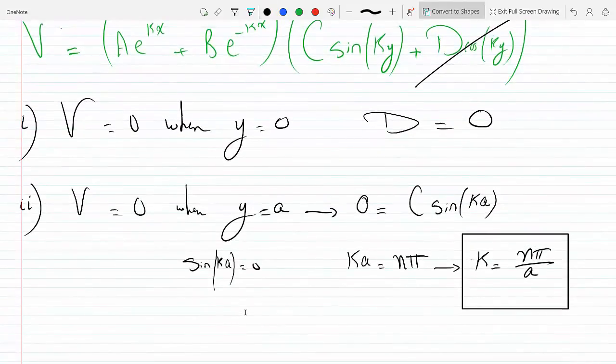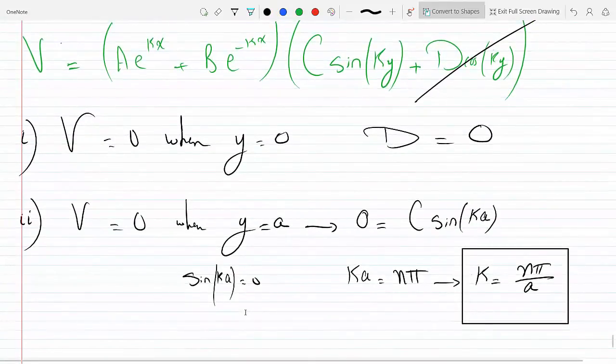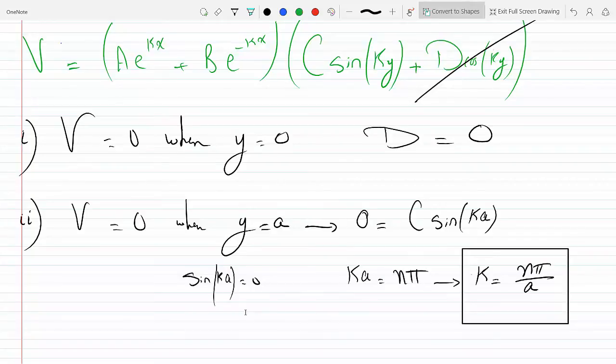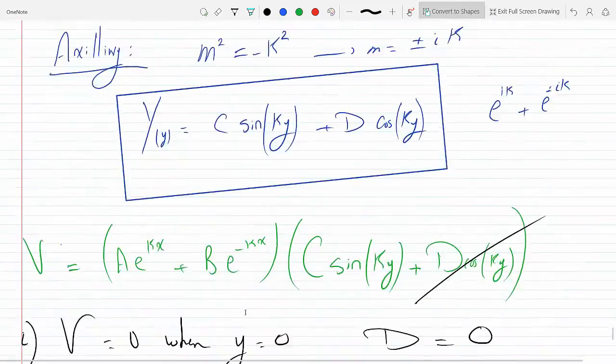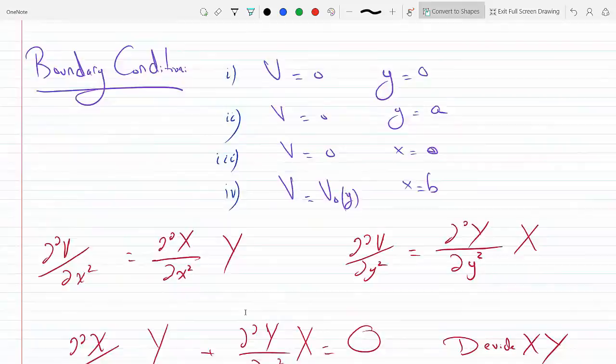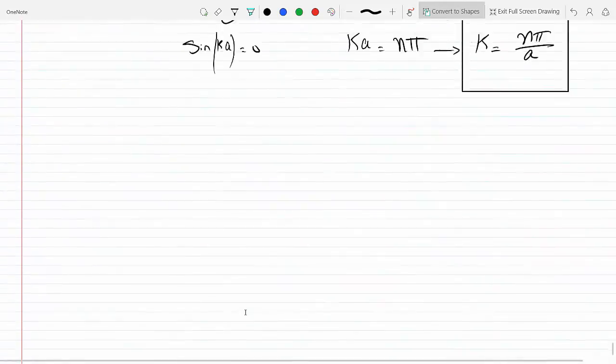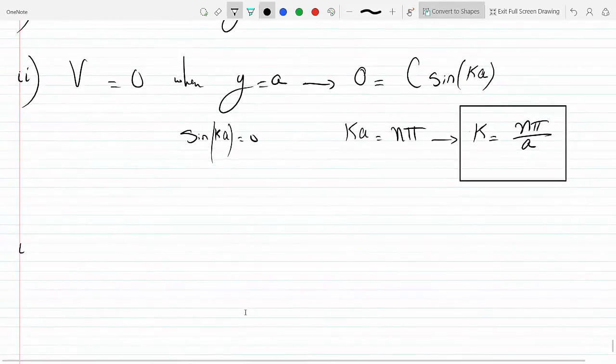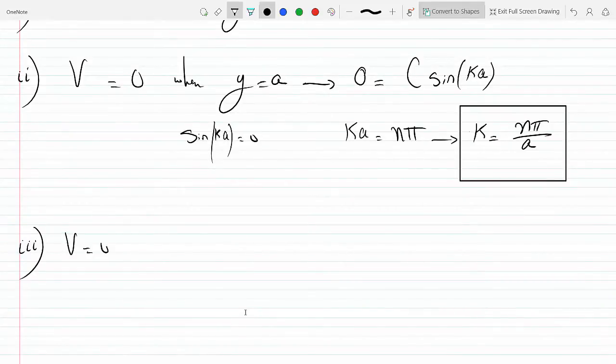Okay, sounds good. So now we'll go to boundary condition number 3. Boundary condition 1 said d is 0. Boundary condition number 2 gave us k. We still have to go to a and b. Now boundary condition number 3 says that v equals 0 at x equals 0. So let's deal with that. So 3, v equals 0 when x equals 0.